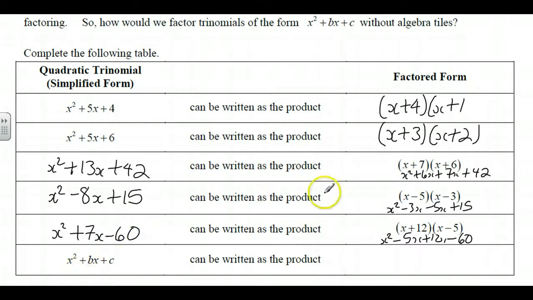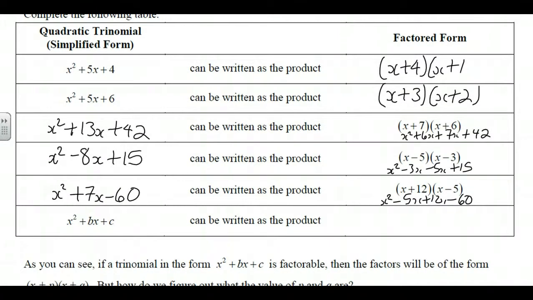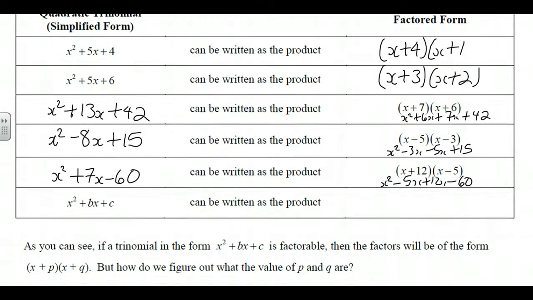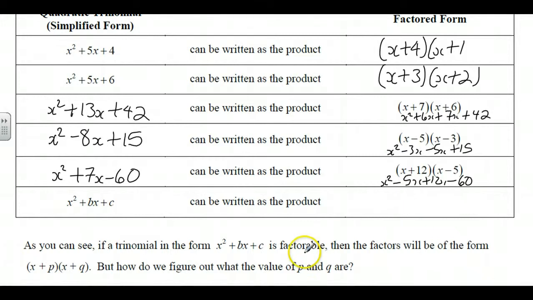And x squared plus bx plus c. So the question is, how do we write that in factored form? Well, if it's factorable, then the factors will be of the form x plus p, x plus q. So here, let's just write this in. We'll just say it's x plus p times x plus q.